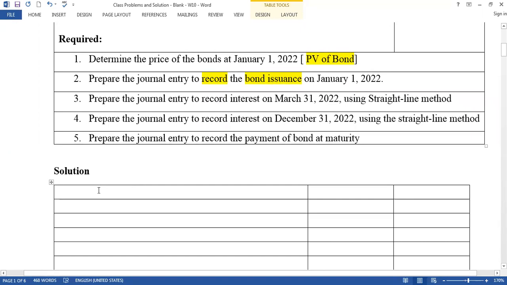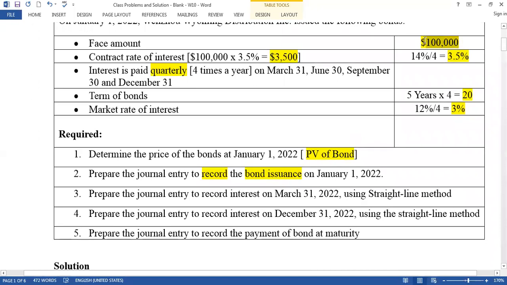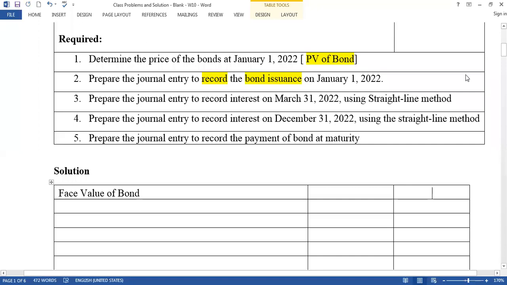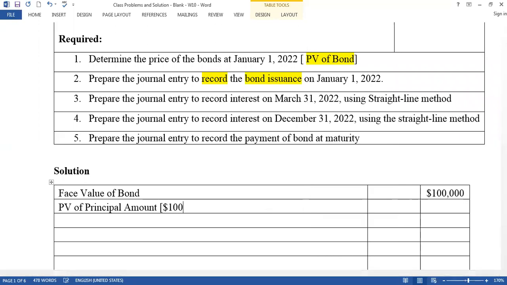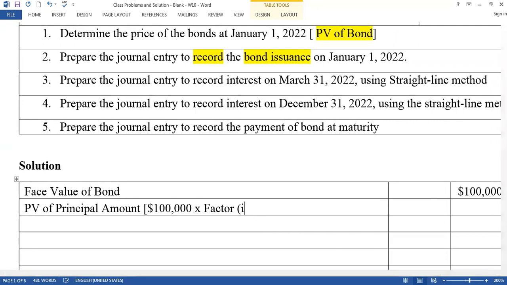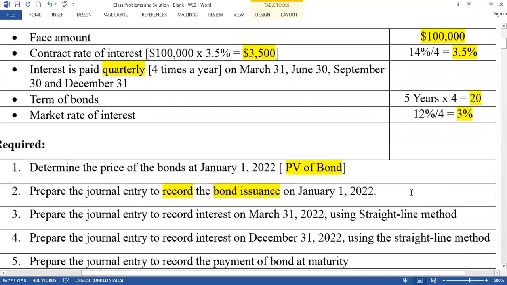So how to solve this question? First, the face value of the bond is given. It is $100,000. Then how to calculate the present value? You have to calculate the present value of the principal amount first. It is 100,000 times a factor. And how to find the factor? So i equals 3%, because we use the market rate to calculate the present value.